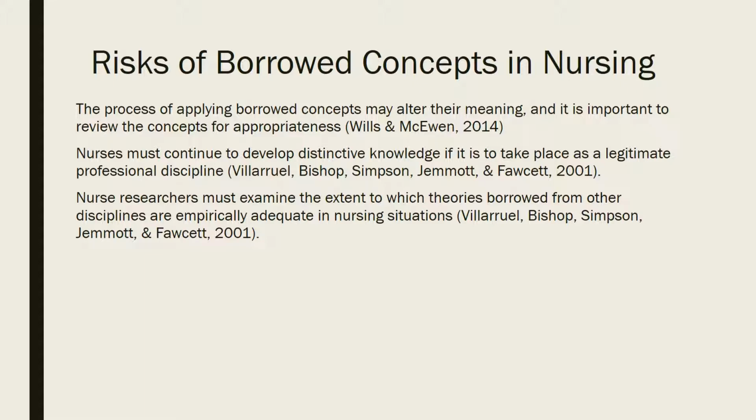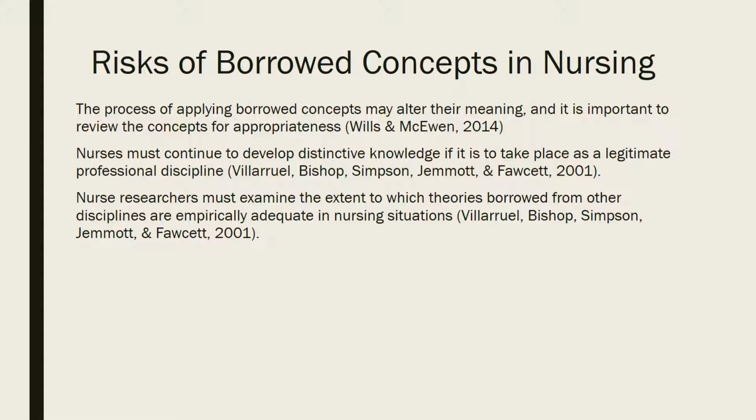Little attention has been given to determining whether the borrowed theories are empirically adequate descriptions, explanations, or predictions of nursing phenomena. In other words, few nurse scientists have determined whether theories from other disciplines can legitimately be considered shared theories and thus appropriate for use by nurses. So that was a study done by Villaruel, Bishop, Simpson, Jemmott, and Fawcett in 2001. Now, 2001 is quite a while ago, so hopefully by this point we have worked quite hard to define ourselves as a professional discipline, and nursing research, as we know, has come a long way since then.